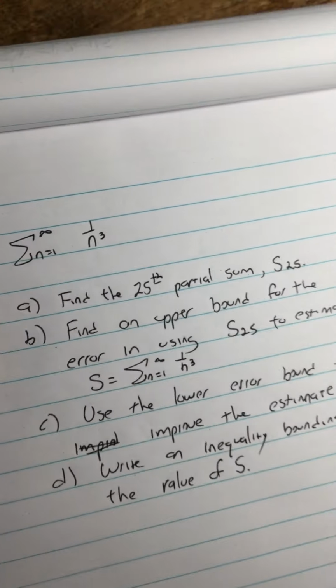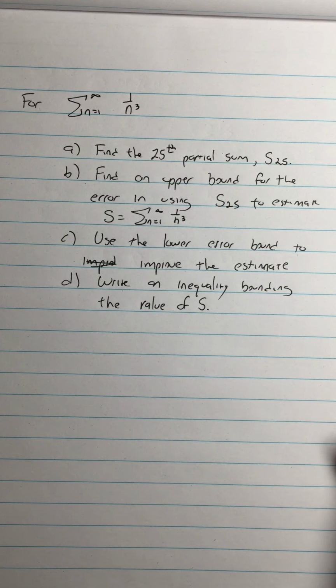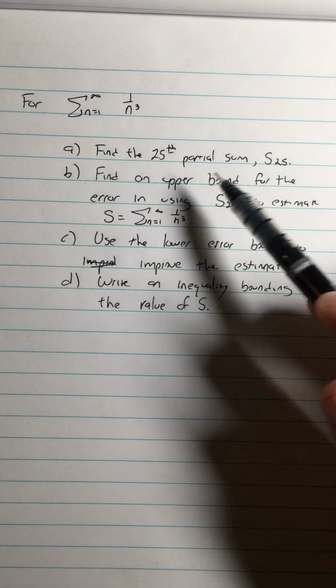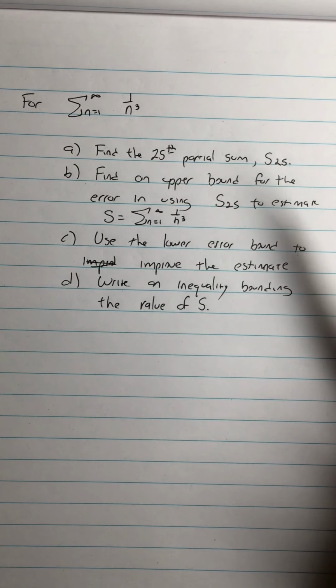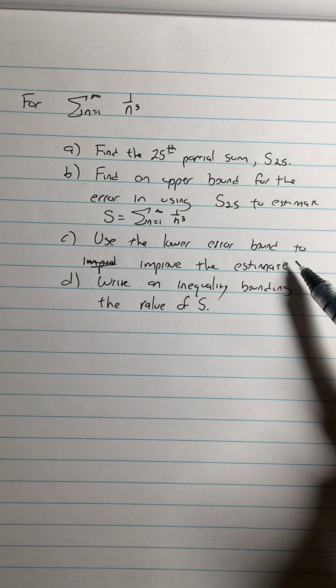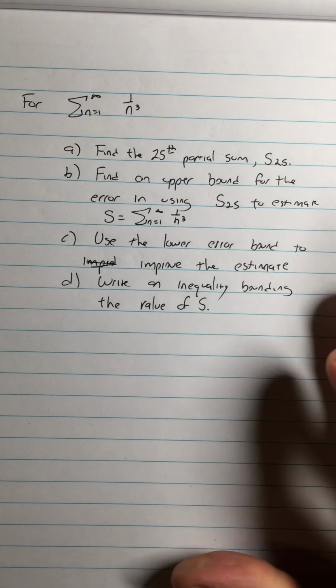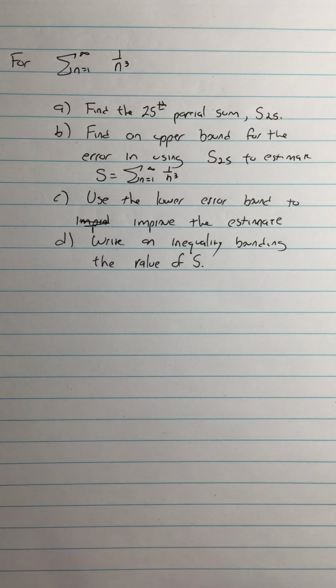So here's what we're going to do next. For this sum, n equals 1 to infinity of 1 over n cubed, the same sum, but I'm going to do a different partial sum. We're going to find the 25th partial sum, s sub 25. We're going to find an upper bound for the error. We're going to find a lower bound to the error. We're going to use that lower bound to the error to improve the estimate, and we're going to write an inequality bounding the value of s. And if you think you're pretty good with this stuff, you might try this on your own. But if not, just hang in there, and it might take me 2 videos to do it, but we'll do it.